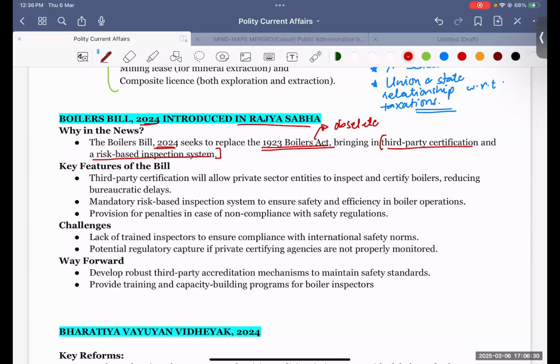So earlier, see, this Boilers Act conventionally does regulations with respect to safety, inspection, and certification of boilers, okay, that are used in industries.